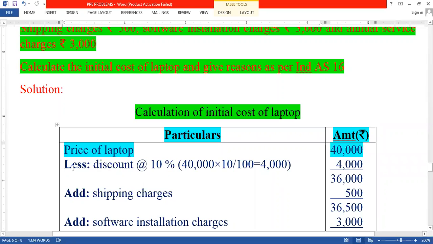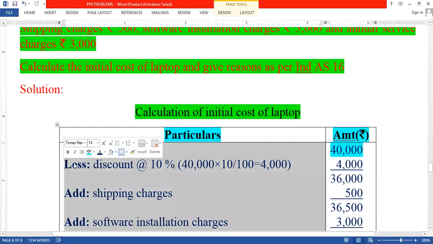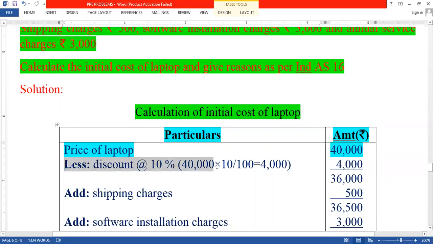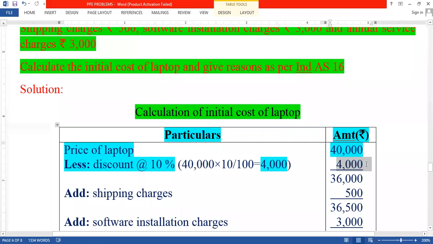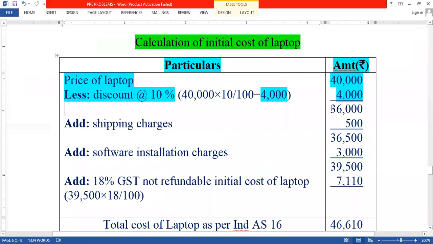After this, less discount. So how much is the discount? 10%. So 40,000 into 10 divided by 100. How much do we get? 4,000. 4,000 is the trade discount we are getting, and deduct this 4,000 from the 40,000. So how much do we get? 36,000.